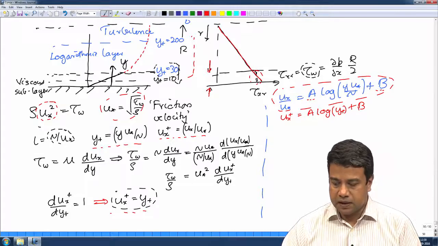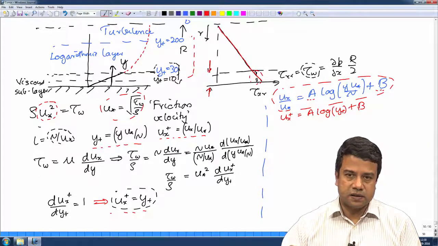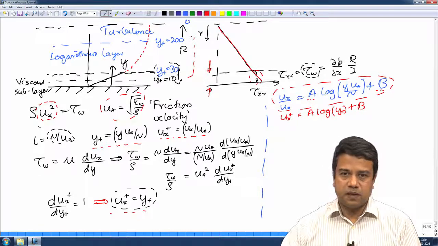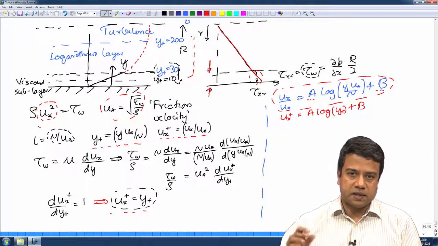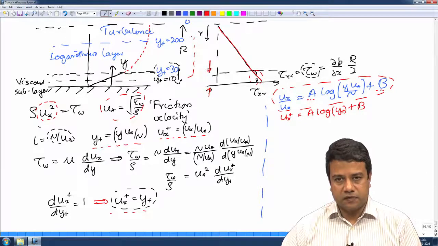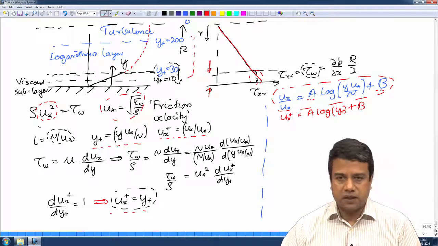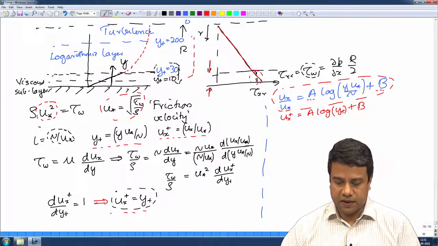And there are questions whether these constants are universal or whether they depend on geometry, whether they tend to the same limit as the pipe diameter becomes larger and larger, whether it is a pipe or a channel, and so on. But conventionally, between y plus of about 30 and 200 you have a logarithmic layer. Beyond that you have the parabolic velocity profile. So, that is the structure of the flow near the wall of the pipe.